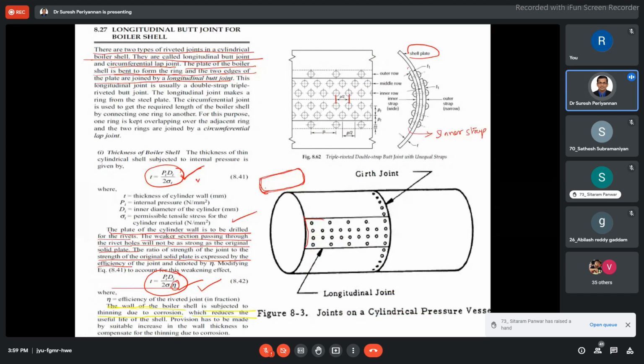Just keep in mind, this is the outer row, this is the middle row, this is the inner row. These are outer row rivets, middle row rivets, inner row rivets. Please keep this in mind. Now see here, this is the inner strap plate, and this is the outer strap plate.